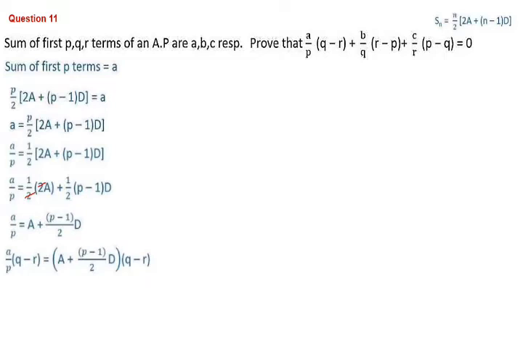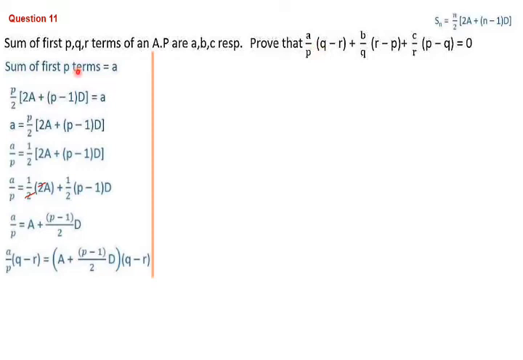Then here we need again A by P into Q minus R, that also you will calculate. A by P into Q minus R, just multiply Q minus R. Here, A plus P minus 1 divided by 2 into D into Q minus R. So we have calculated, one portion is over.